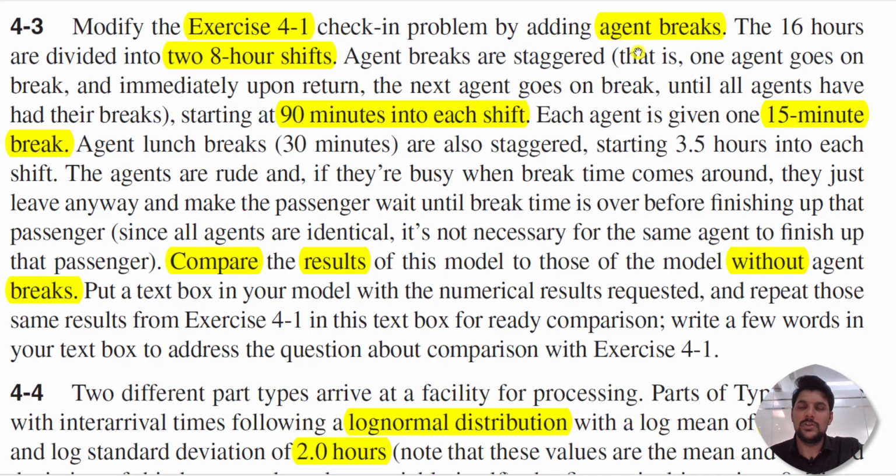In this exercise, we need to add the agent breaks. The 16 hours are divided into 8 two-hour shifts, and the agent breaks are staggered. When one agent goes on break, immediately upon return the next agent goes on break, until all agents have had their break. The breaks start 90 minutes into each shift, and each agent is given a 15-minute break. Agent lunch breaks are 30 minutes, and are also scheduled starting at 3.5 hours into each shift.